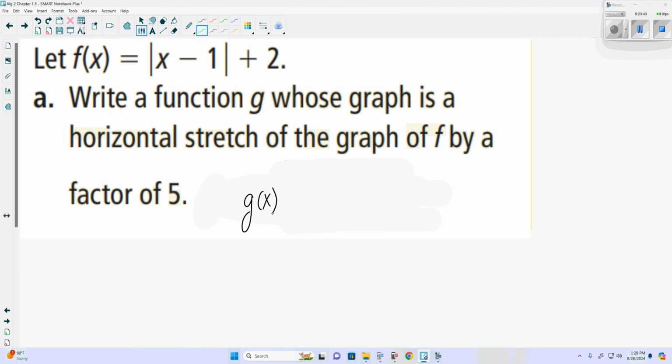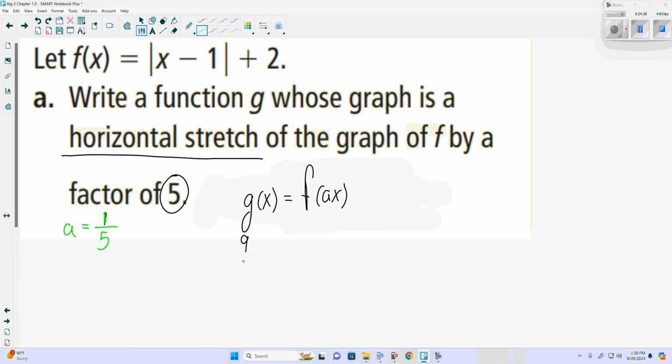Now again, we're talking about horizontal, which means we need to take whatever our scale factor is and flip it. So if we flip 5, we get 1 over 5. So our value of a in this case is 1 over 5. And we would use that 1 over 5 in our general form, because the general form for a horizontal stretch or shrink is f of a times x.